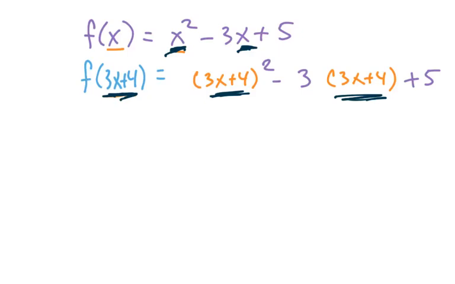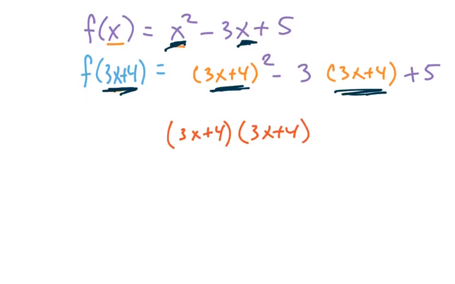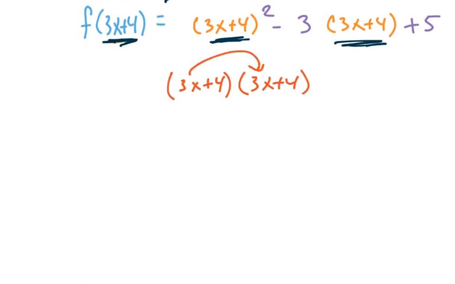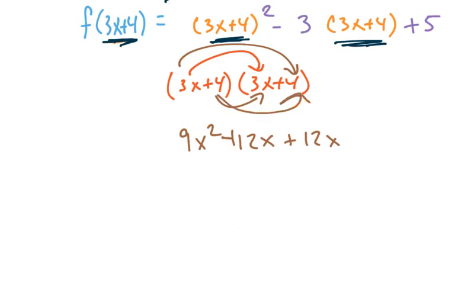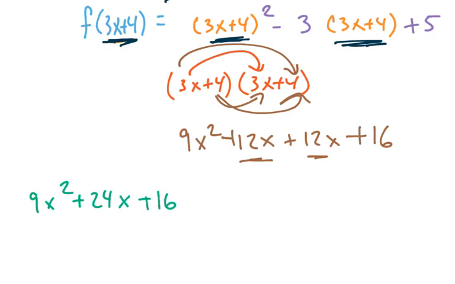So how do we deal with 3x plus 4 squared? That means the same thing as 3x plus 4 times 3x plus 4. So you FOIL, and if we multiply that out, we end up getting 9x squared plus 12x plus 12x plus 16. We can consolidate these terms, and that gives me 9x squared plus 24x plus 16.